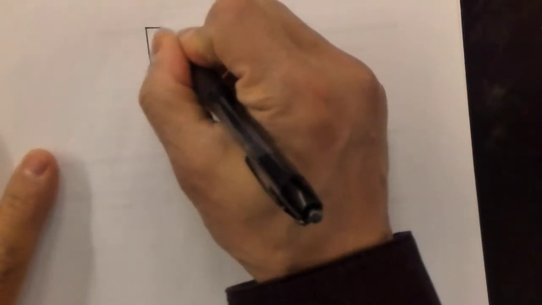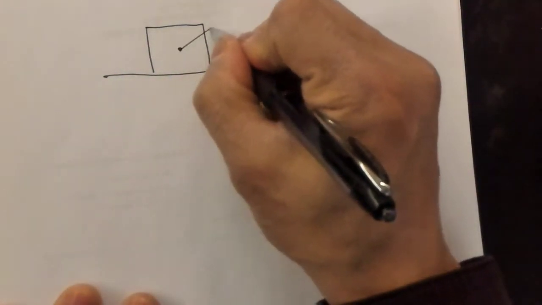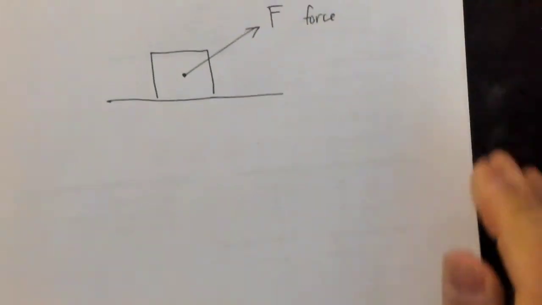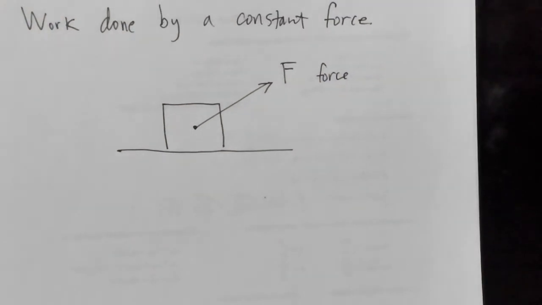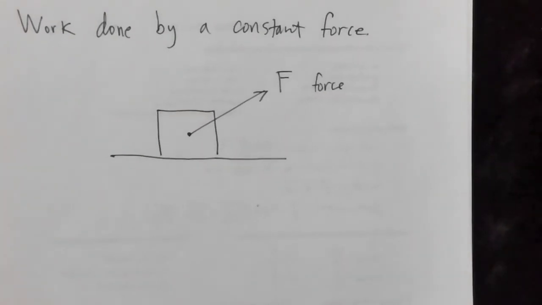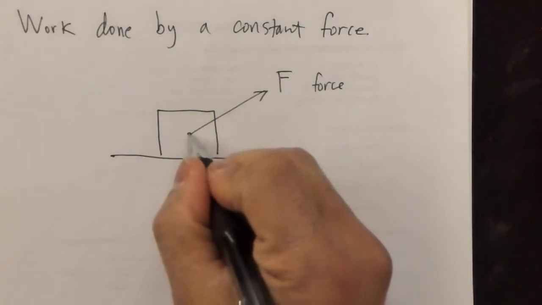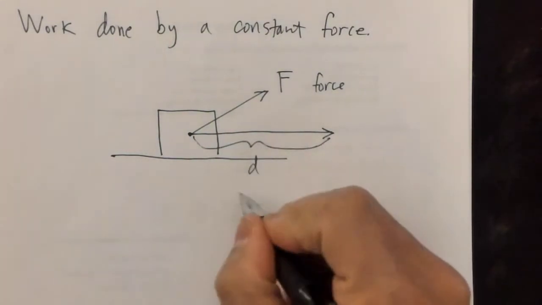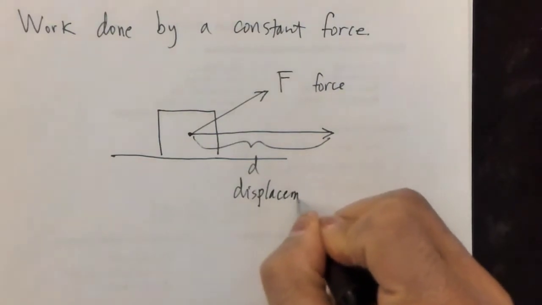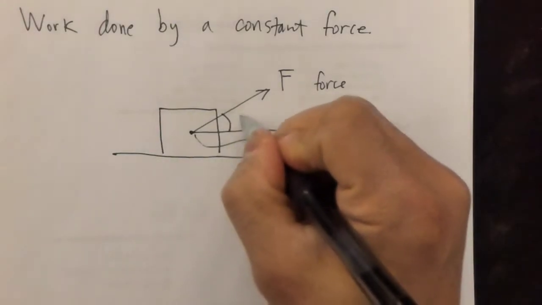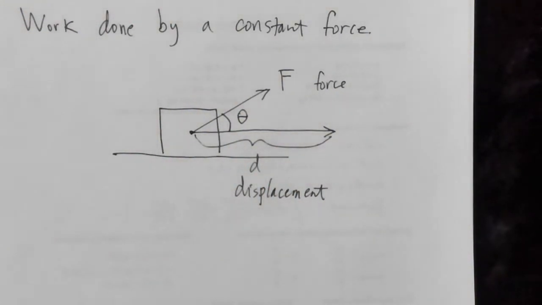So let's just draw the figure here. Let's say I have a force, and it's a constant force, F. Let me move this up a little bit so I have more space. And now let's say the actual object moves this displacement d. This is d, that's the displacement. And let's say there's an angle between the force and the displacement.